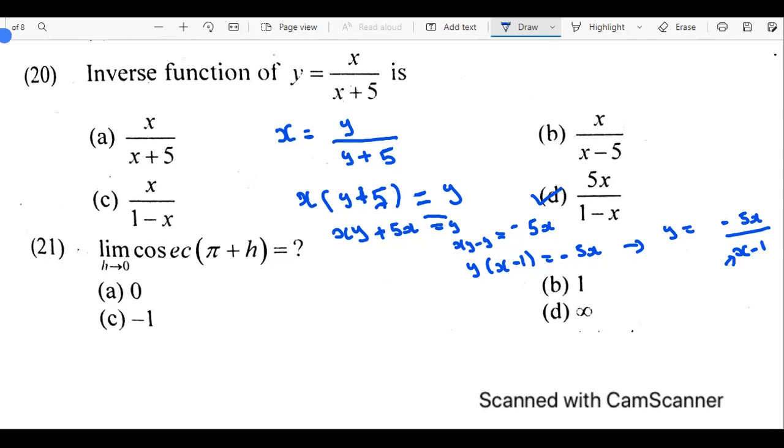Okay, let's talk about the 21st question. So here we have limit cosecant pi plus h, where h is approaching 0. This means we have cosecant pi. Cosecant is basically 1 over sine. So it would be 1 over sine pi, which would be basically 1 by 0. And the answer would be D, because sine pi is 0. The value of sine at theta equals pi is 0.